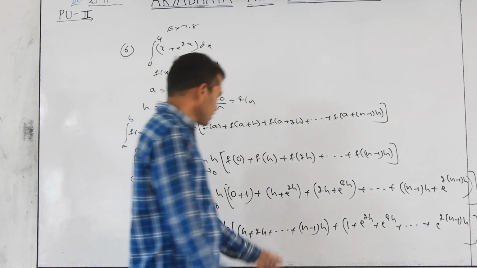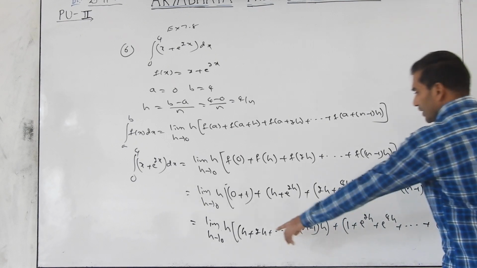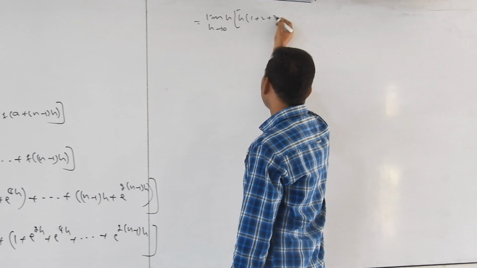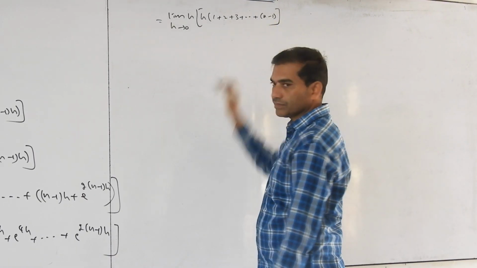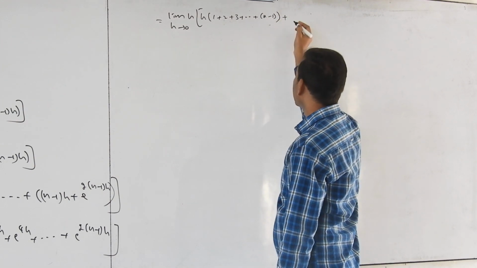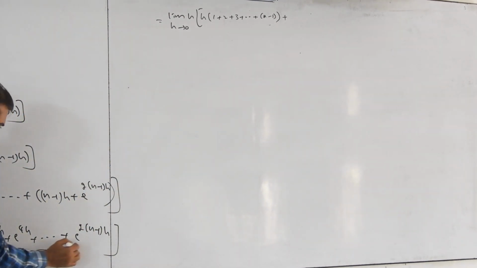In this we can take h common. Limit as h tends to 0 of h into [h take common: 1 plus 2 plus 3 plus so on up to (n minus 1)] plus this is a GP.